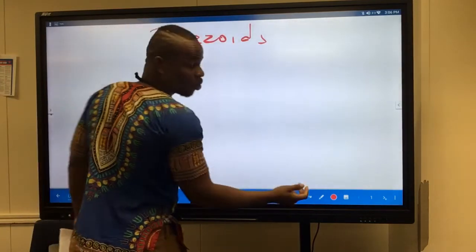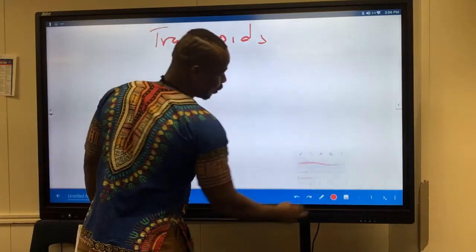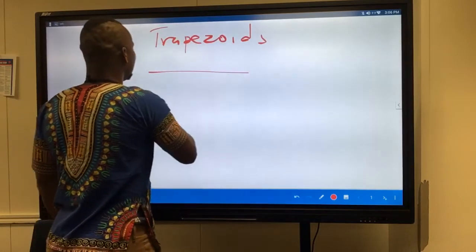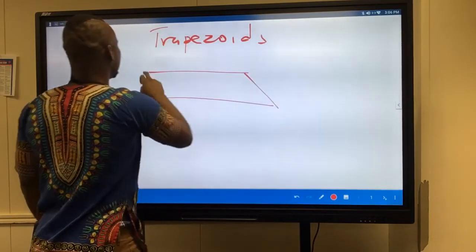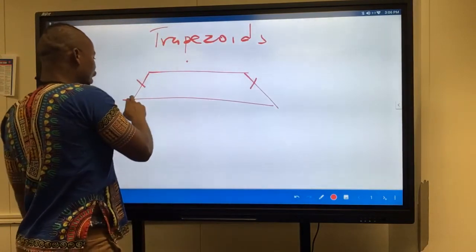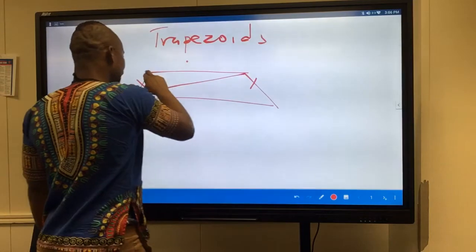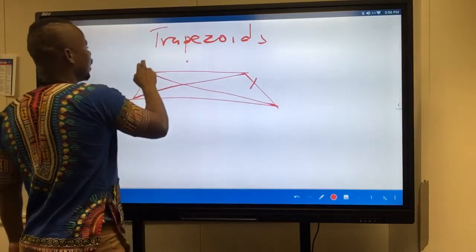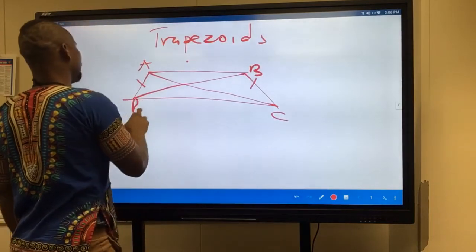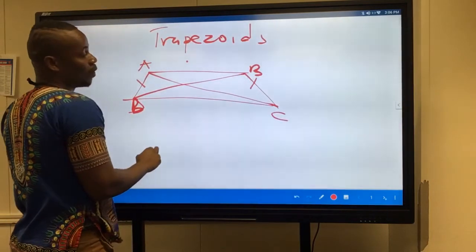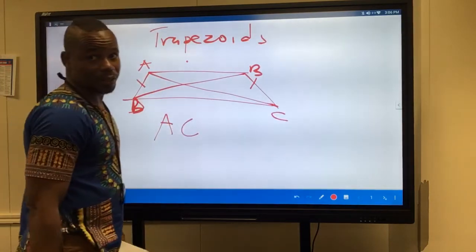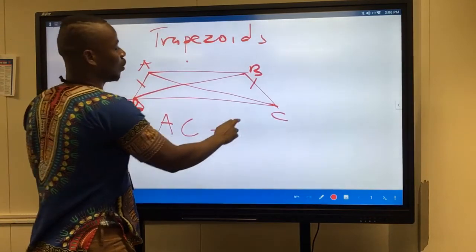Now let's see something different. I already talked about isosceles trapezoid, right? We talked about isosceles trapezoid, and it looks like this. I said the length here is equal to the length here. This is the base. Now, if you find the diagonal of an isosceles trapezoid, imagine I said this trapezoid is called A, B, C, and D. So the length from here, A to C, is equal to 15.